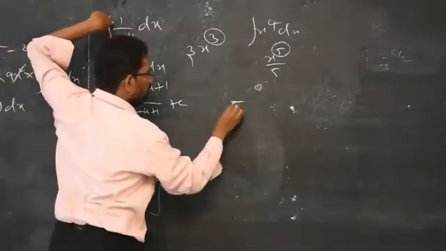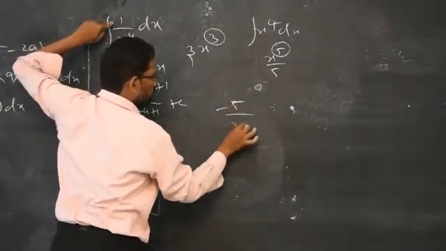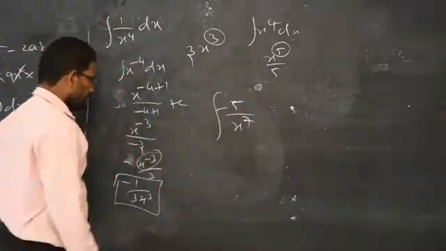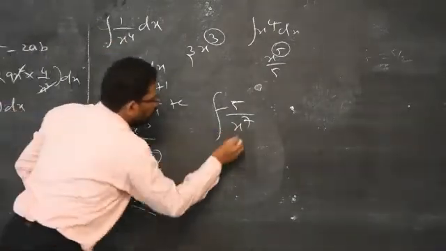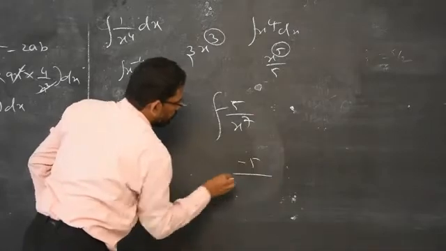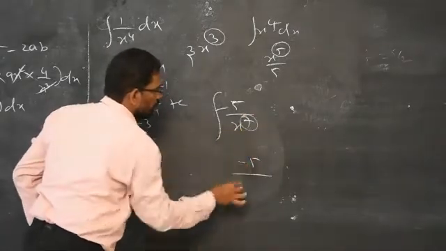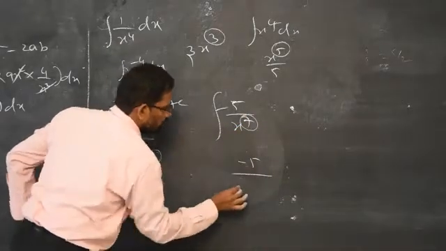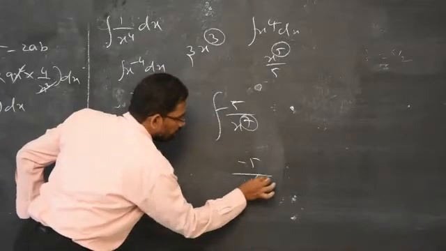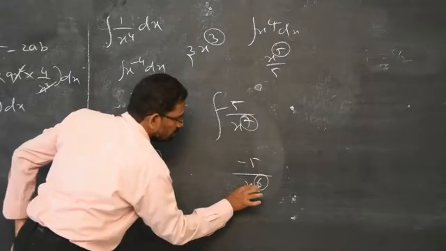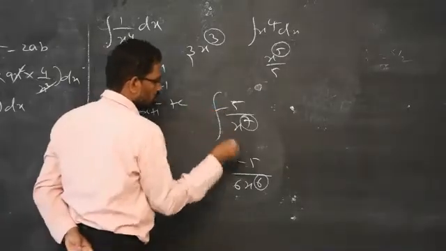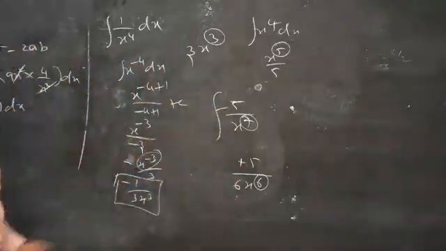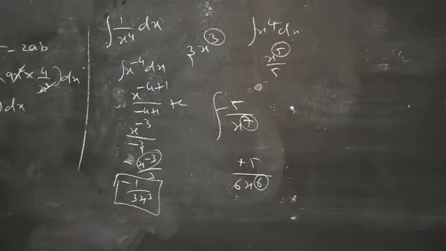For example, minus 5 by x power 7. How do you integrate? Without using this long process, straight away, minus 5. What is the power of x? 7. Reduce 1 from the power of x, 6. You write the power of x as a multiplier, then you have to change the sign. The minus will now become plus. Very simple. You can apply the same concept here.